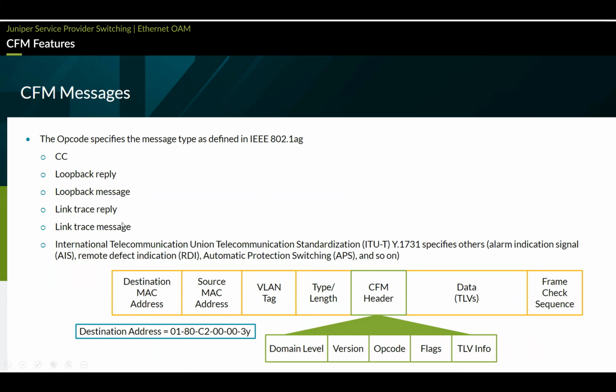CFM messages. These are the multiple messages always used in CFM: CC, continuity check, loopback message, loopback reply, link trace message, link trace reply. Okay, all are in the CFM header. In the layer 2 frame header format, there is one section, the CFM header. Under the CFM header, you will get the CFM message type like domain level, version, opcode, flags, TLV info. Everything is under the CFM header.